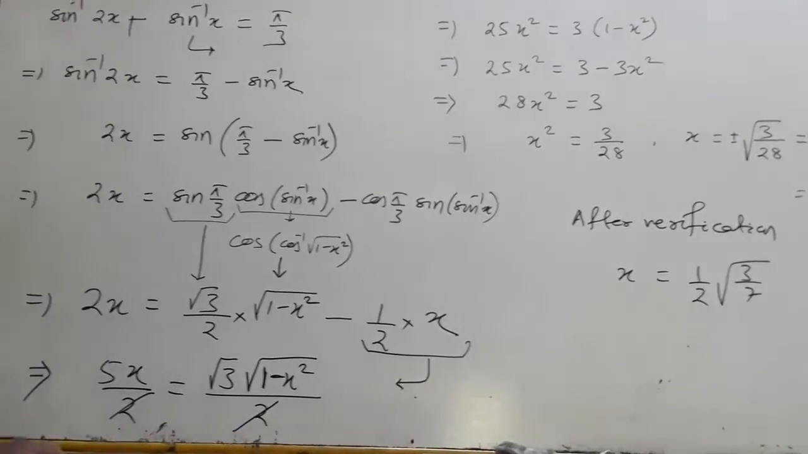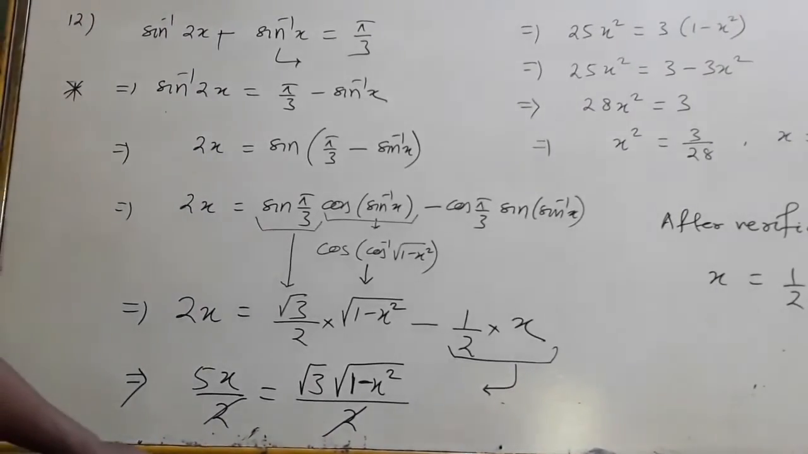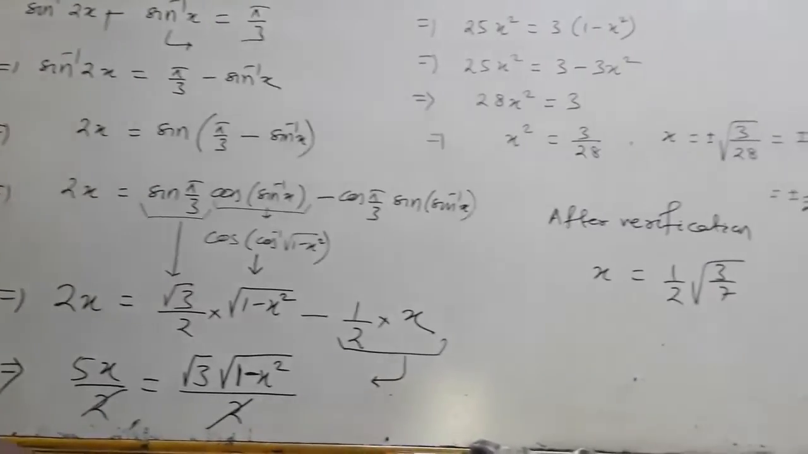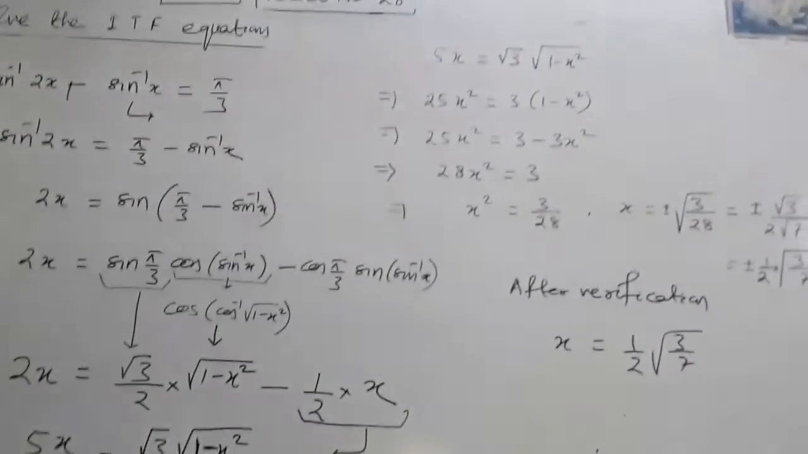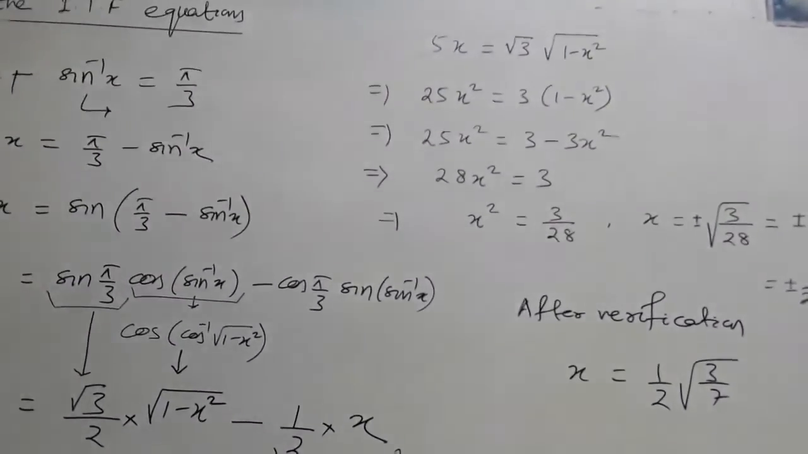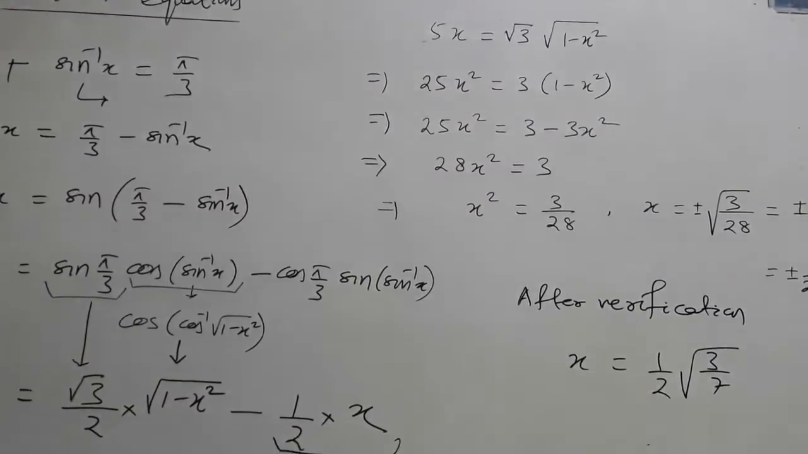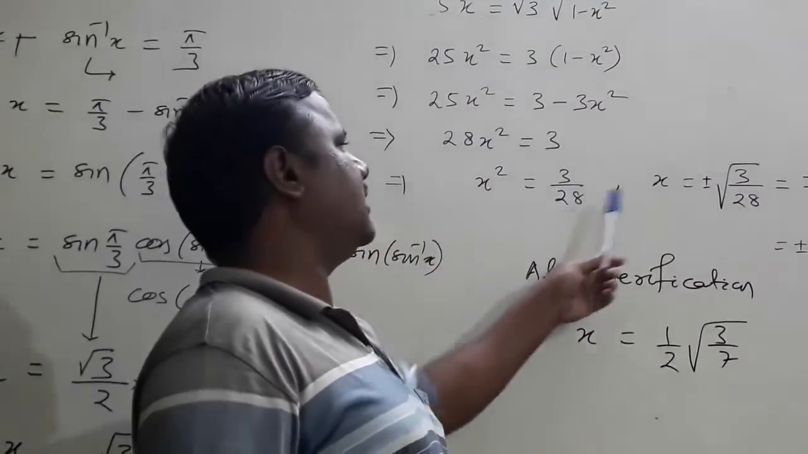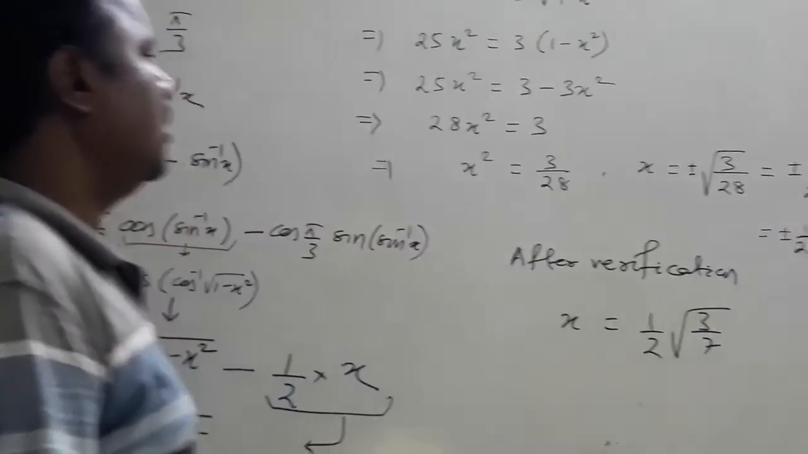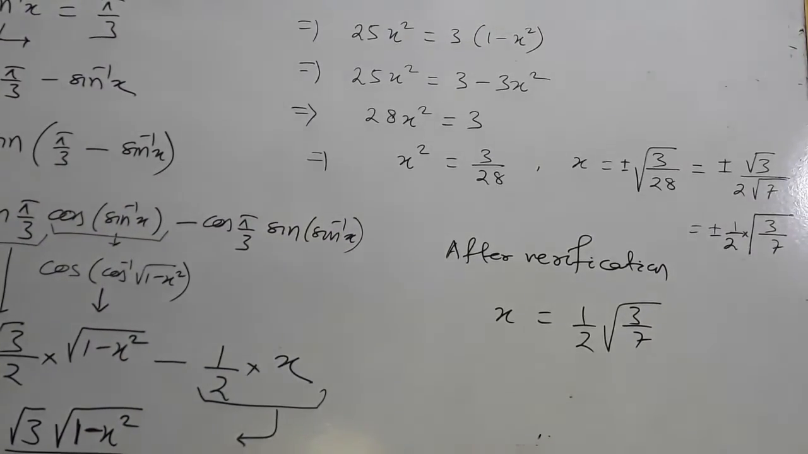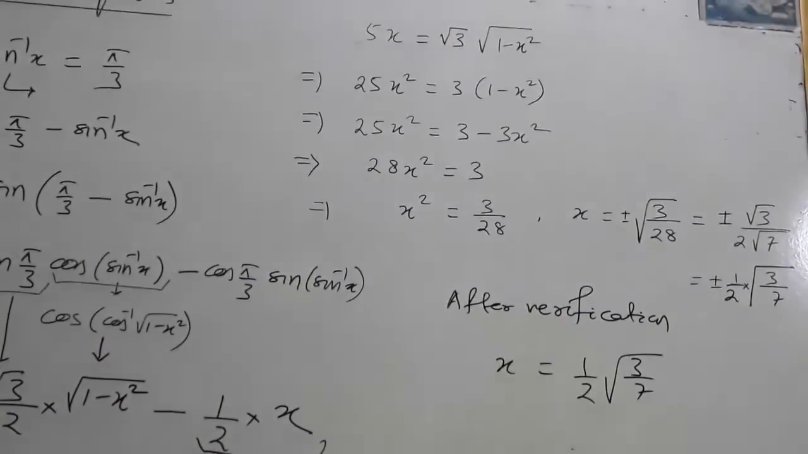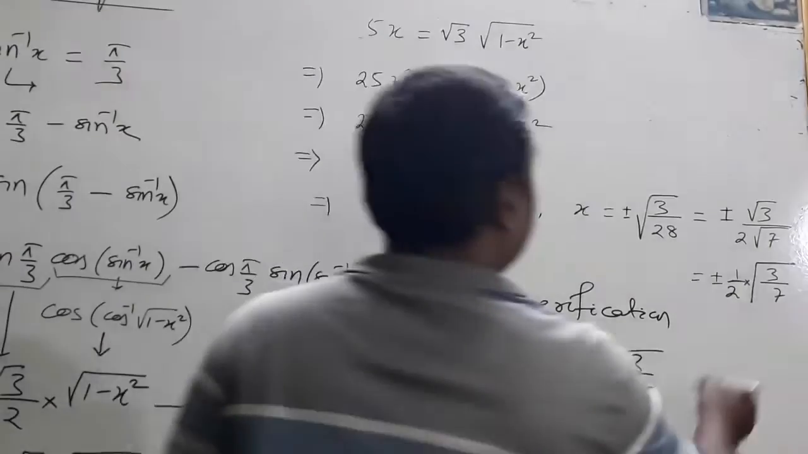So the 2's cancel each other, and 5x is equal to root 3 times root over 1 minus x square. Taking square on both sides and arranging them, it becomes x square is equal to 3 by 28, x is equal to plus or minus 1 by 2 root over 3 by 7.